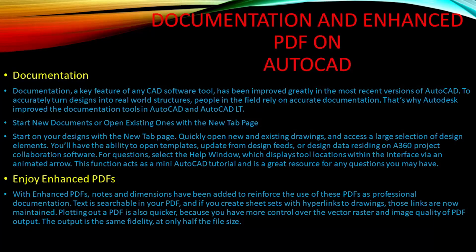So on your drawing board, start on your design with a new tab page, and you can quickly open a new or existing drawing and access a large selection of design elements. You will have the ability to open templates, and update from design fields or design data residing on a 360 project collaboration software. For questions, you can also select the help window, which displays tool locations within the interface via an animated arrow. This function acts as a mini AutoCAD tutorial and is a great resource for any question you may have.